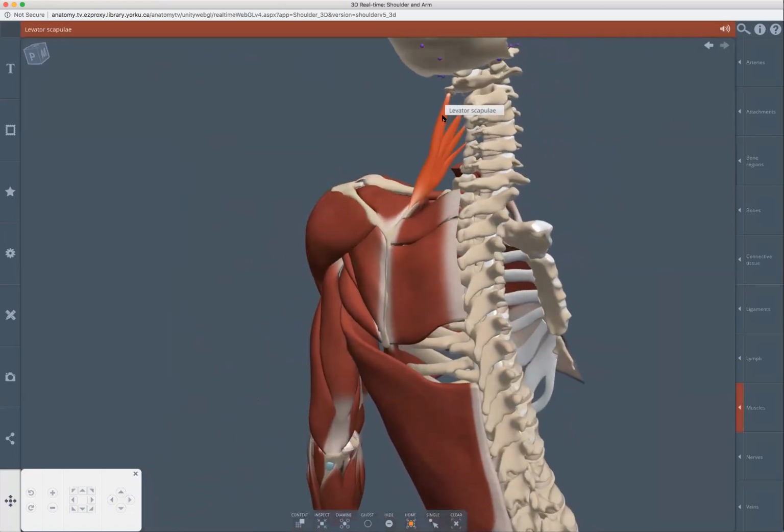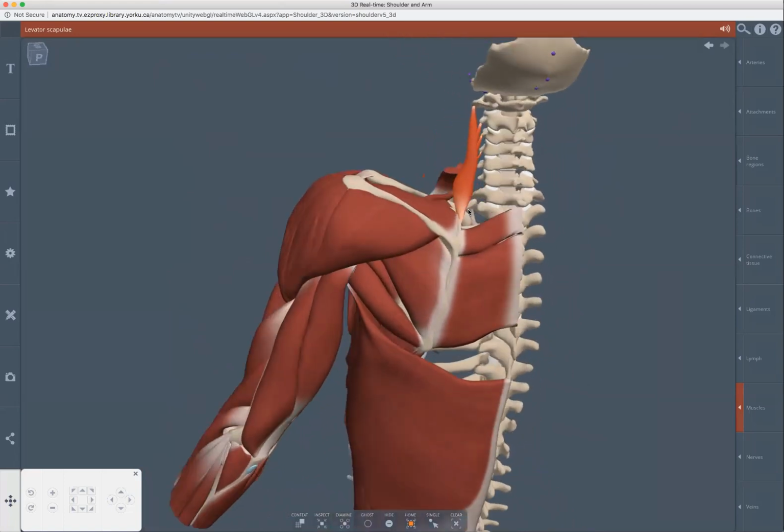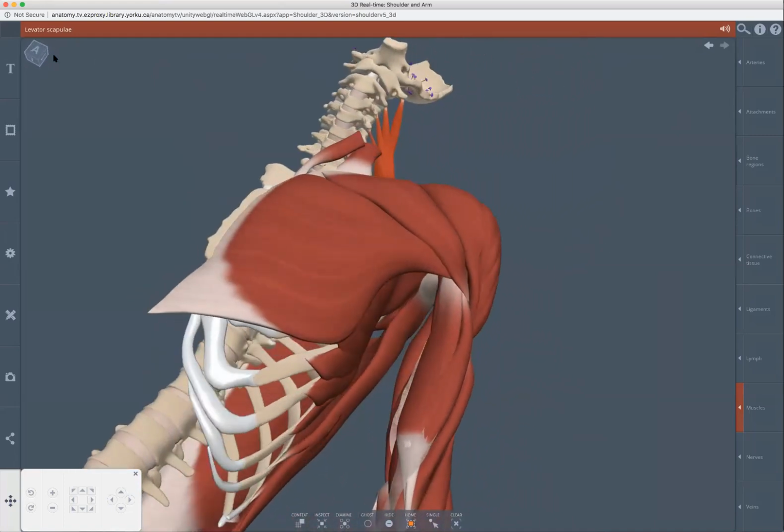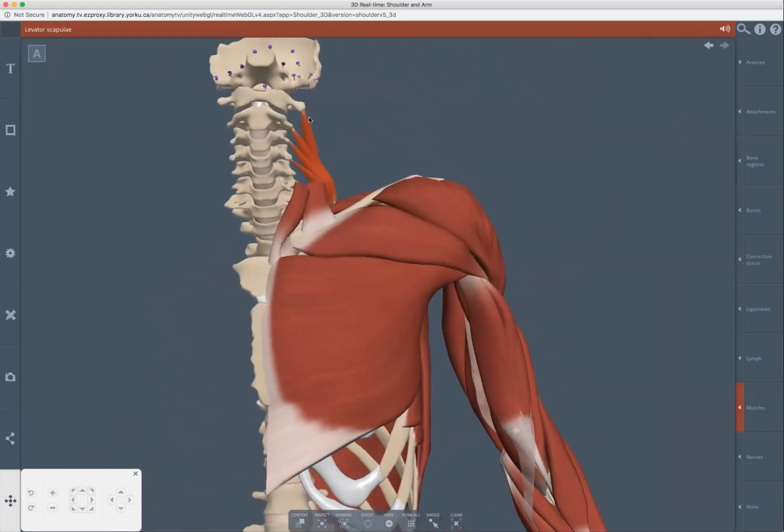So you can see that it has 4 segments that converge to attach on the medial border of the spine of the scapula. Okay, and your origins, let's spin around here, will be here on the transverse processes of C1, C2, C3, C4.